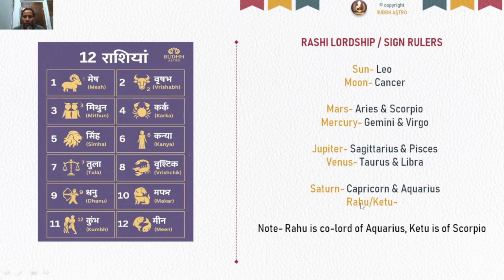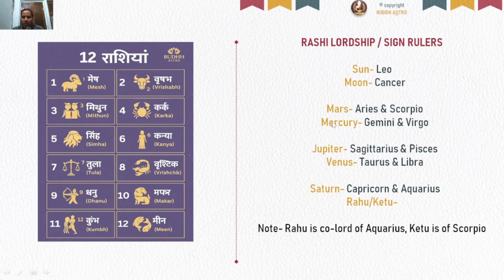Rahu and Ketu do not rule any sign, but the classics say that Rahu is the co-lord of Aquarius and Ketu is the co-lord of Scorpio, that is Vrishchika or Kumbha, right? This is how these planets have been assigned the Rasi lordship. I will help you remember these signs, but you have to remember this: Sun rules only Leo sign and Moon rules only the Cancer sign.